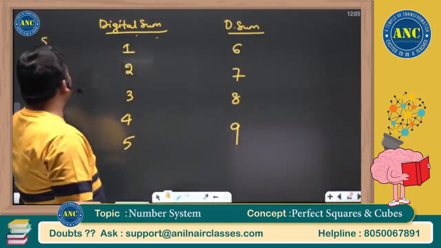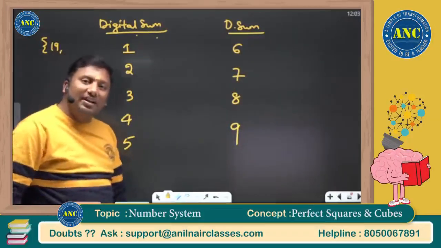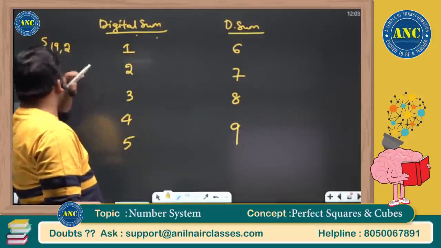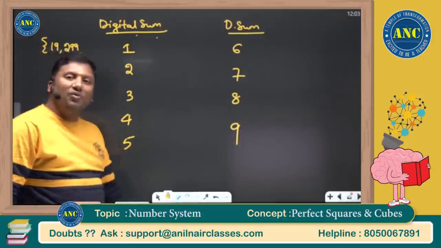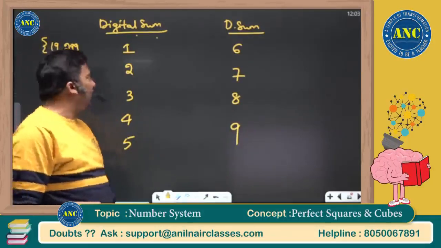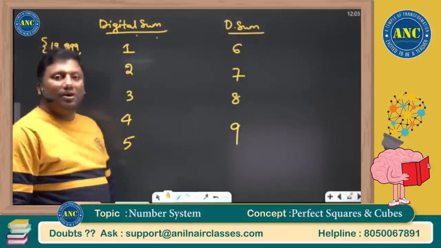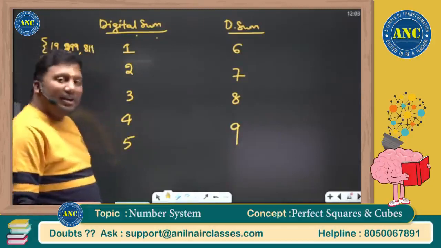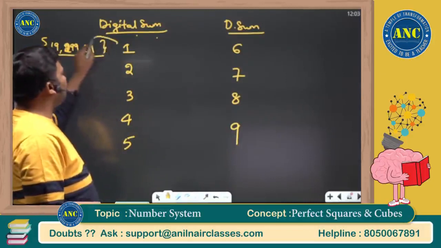Suppose I say 19. What is the digital sum? 1 plus 9 is 10, 1 plus 0 is 1. Suppose I take 299. 2 plus 9 is 11, 11 plus 9 is 20, and 2 plus 0 is 2. Take 199: the digital sum is 1. For 811, the digital sum is 1. This is the set of all the numbers whose digital sum is 1.